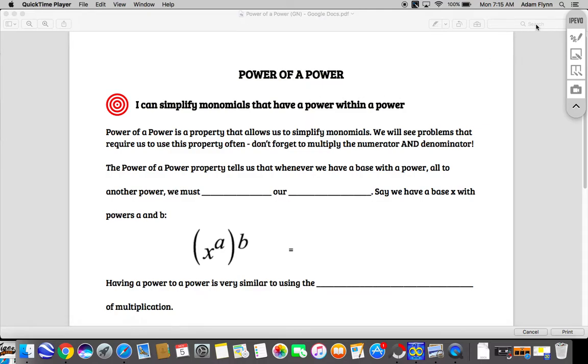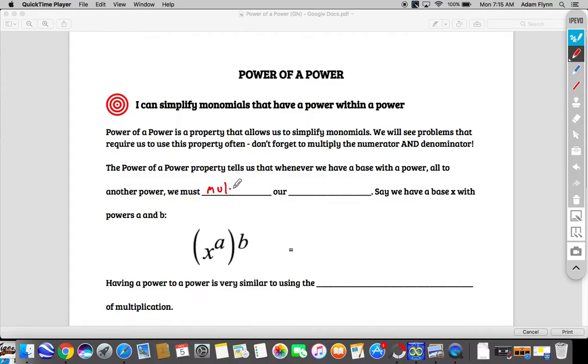So the power of a power property tells us that whenever we have a base with a power, and this base with a power is all to another power, we must multiply the powers. So a general formula for this, say we have a base x with powers a and b. This would be the same thing as x to the a times b.